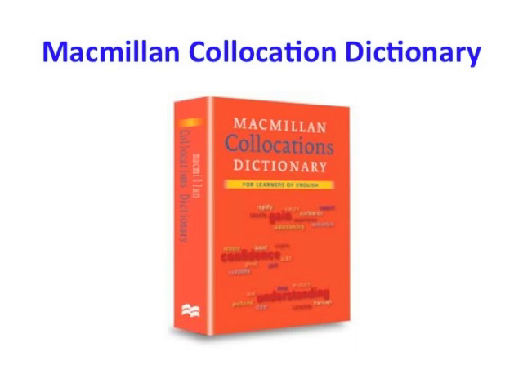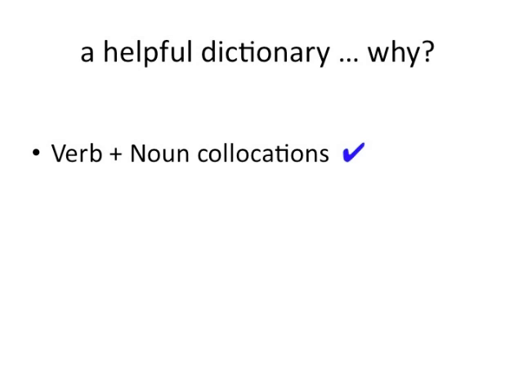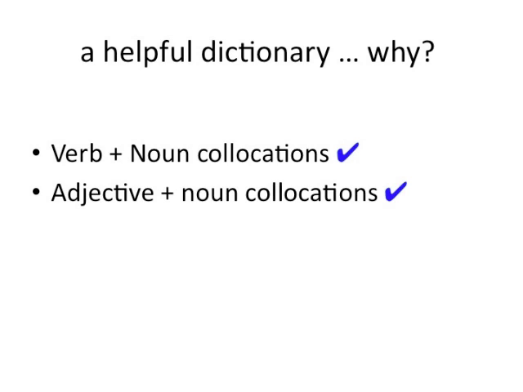You might be wondering, why is the Macmillan Collocation Dictionary so helpful? Well, these are my reasons. First, it shows lots of collocation types: verb plus noun collocations, adjective plus noun, and other types of collocations. As you know, for us it's very important to learn verb plus noun and adjective plus noun collocations.